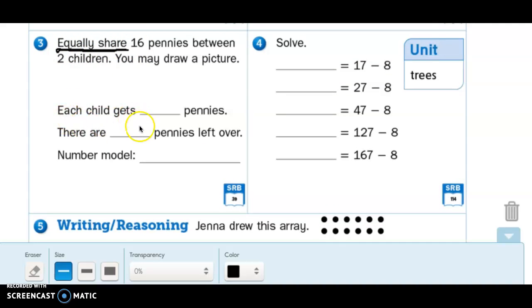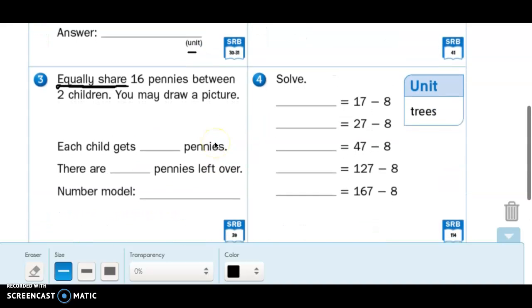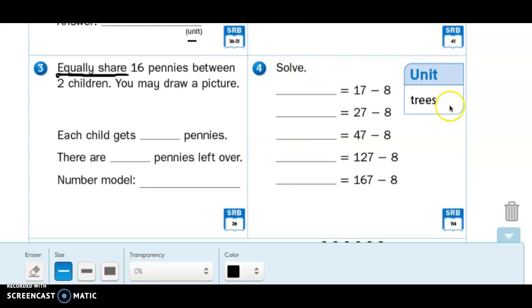So each child gets how many pennies? There are how many pennies left over? And remember, when we have leftovers, it's called remainders. And then our number model with a remainder. For number 4, our units is trees.